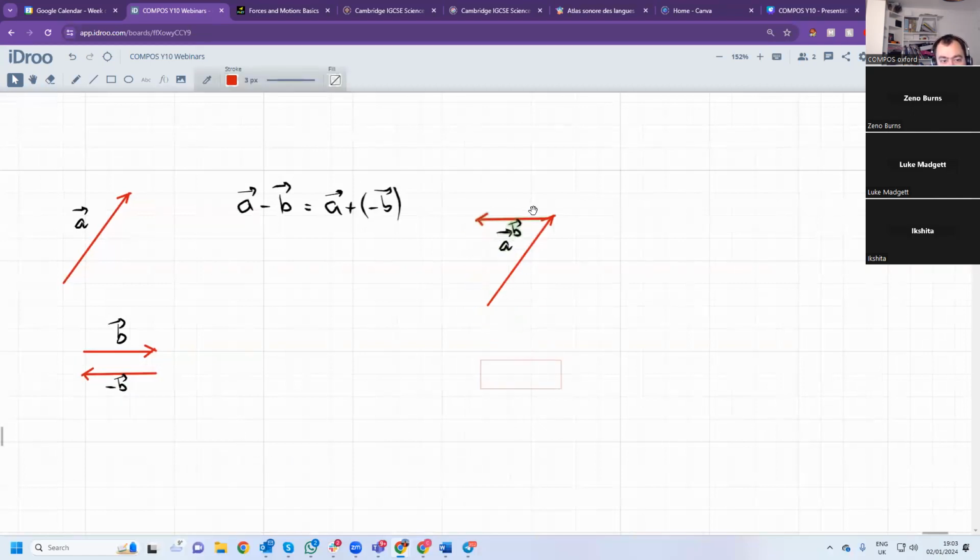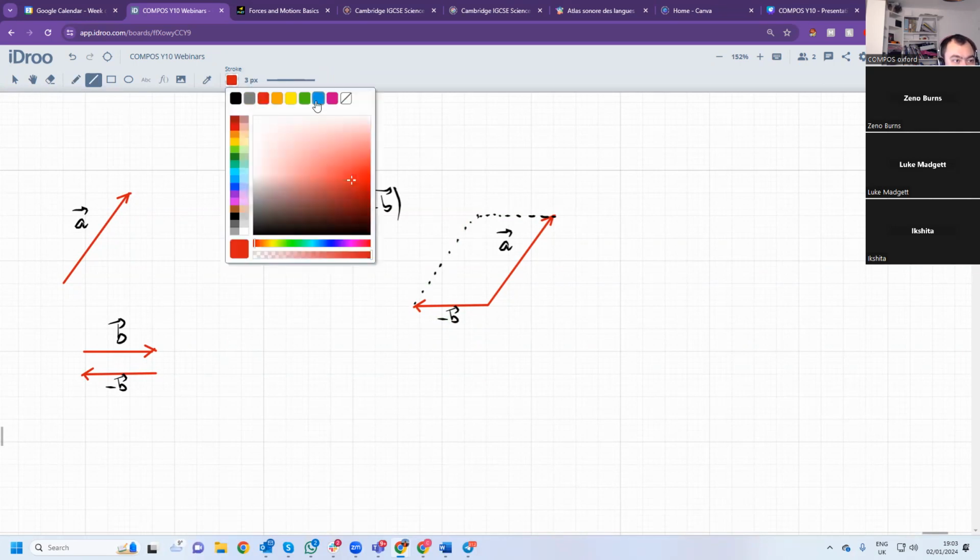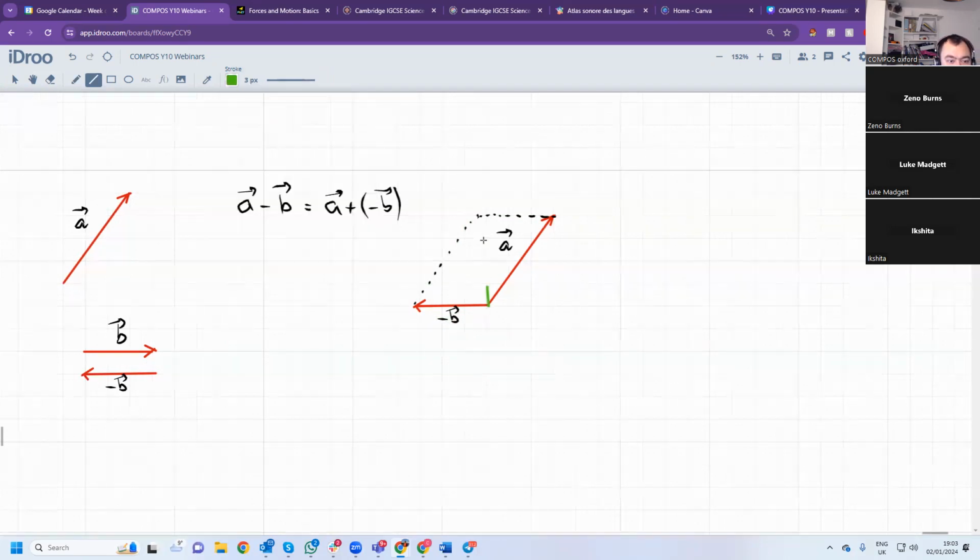You can use the triangle rule here or the parallelogram rule. I'm going to use the parallelogram rule, just because. And it's somewhere here. This is going to be vector A minus B.